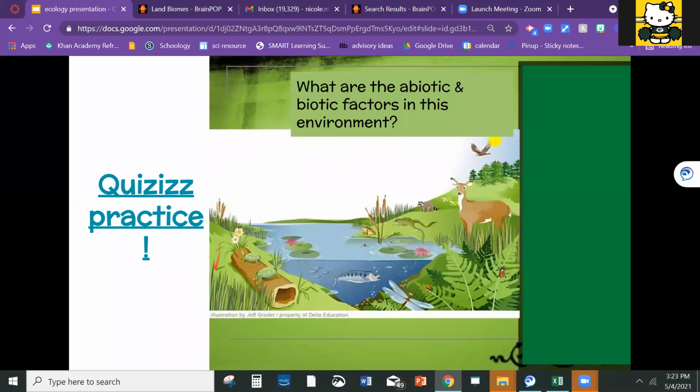Here, let's look at this ecosystem. We've got kind of like a little pond maybe. And in the chat, if you would please respond with some examples of biotic factors. So try to write something unique. What are biotic factors you see in the scene? Things that are alive.